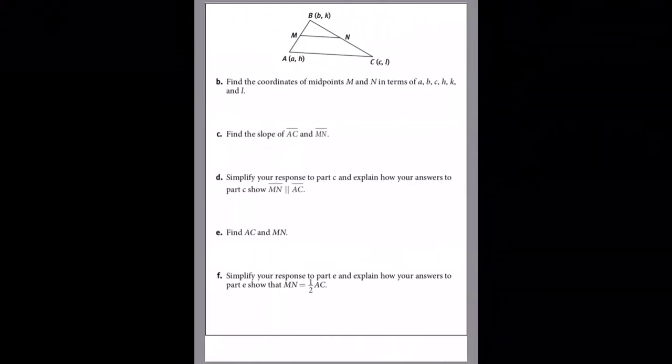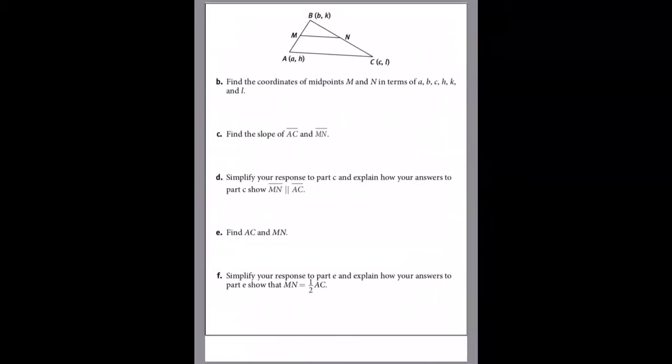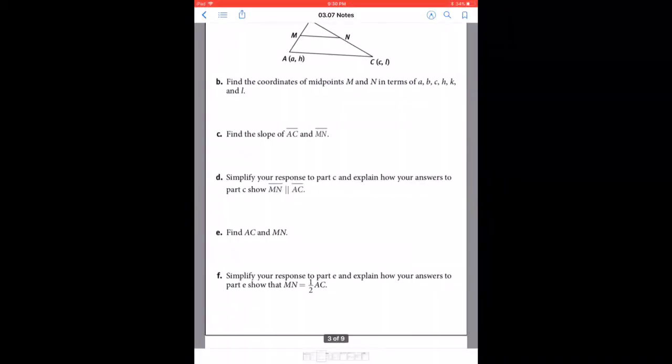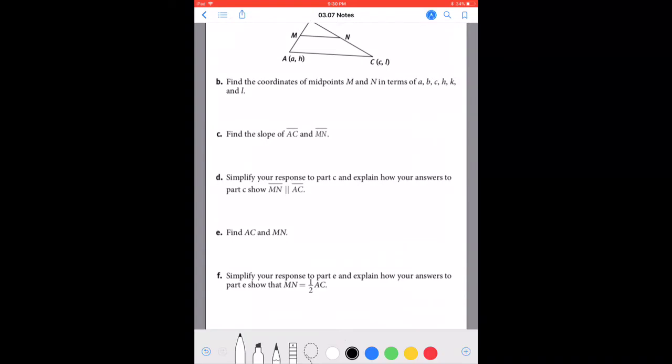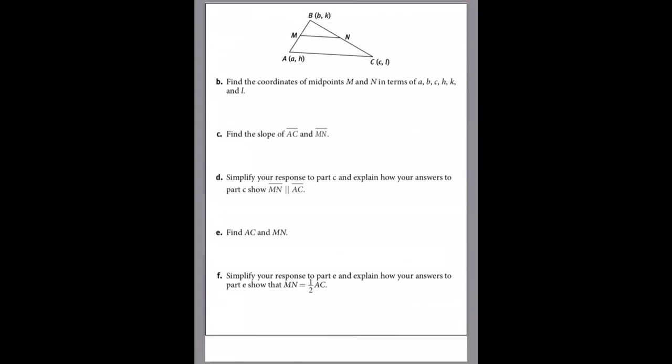it's going to ask us to do all of that now with variables. Oops, sorry, I skipped ahead. Alright, so now let's try to do all of that again, but now with variables. So find the coordinates of the midpoints M and N. There we go. So we just need to remember B is BK because I feel like my iPad's going to cover that up.